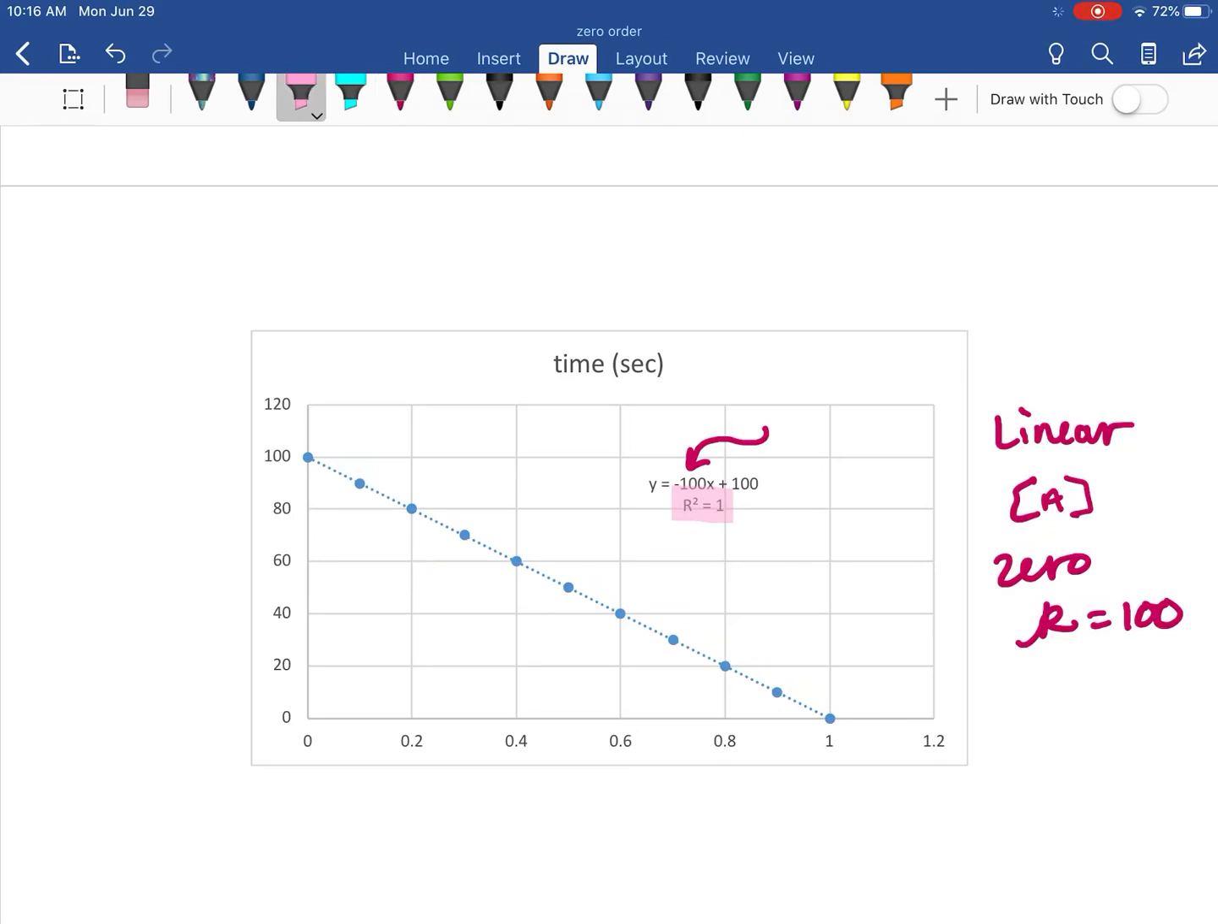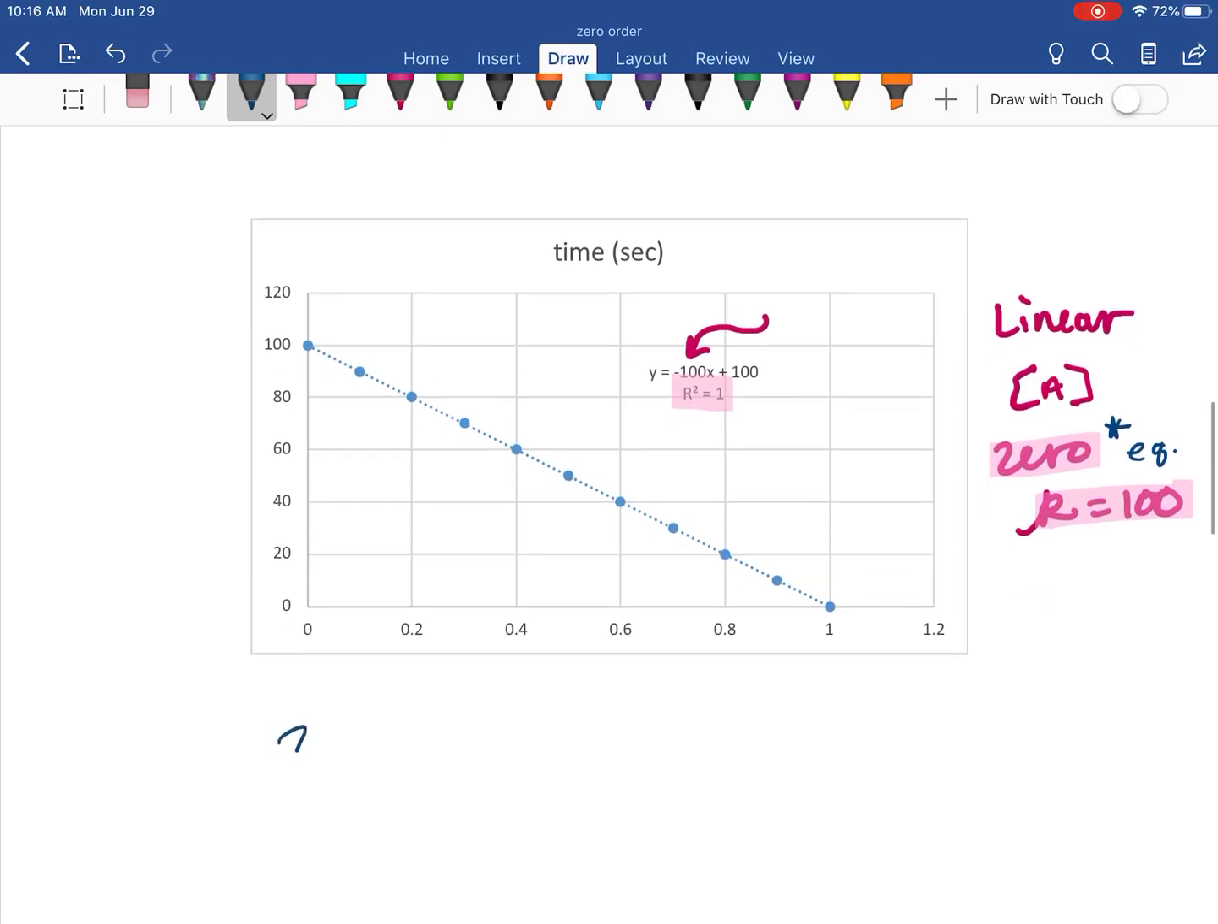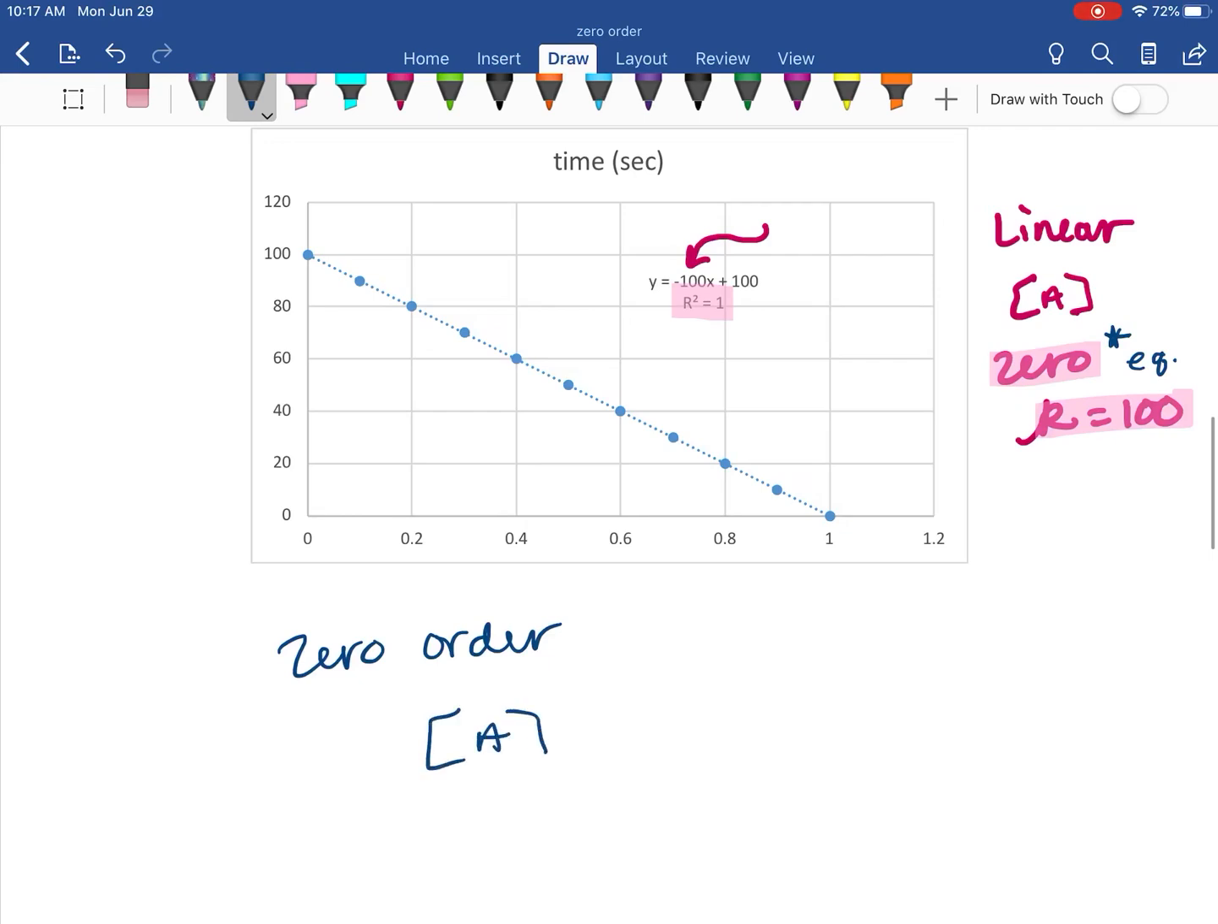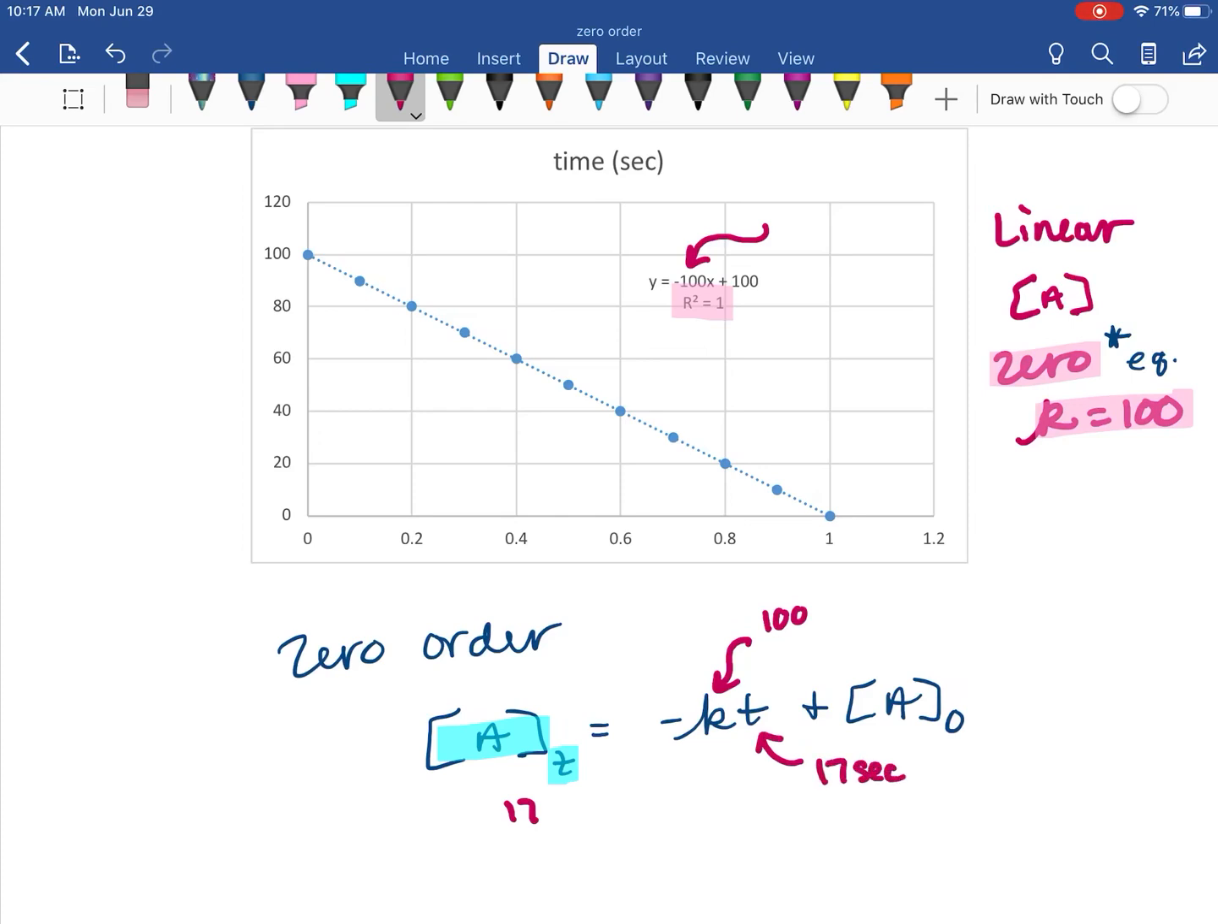Okay, I love it. All right, so right away we got to our order and we got to our rate constant. And then our question was, what's the concentration at 17 seconds? So we use that zero order to tell us which equation to use. So for our zero order, we had this equation. All right, and then we just plug and chug. So what are we plugging into here? Well, we want to solve for this at 17 seconds. Our K is coming from our plot. That's our 100. We want to solve for 17 seconds.